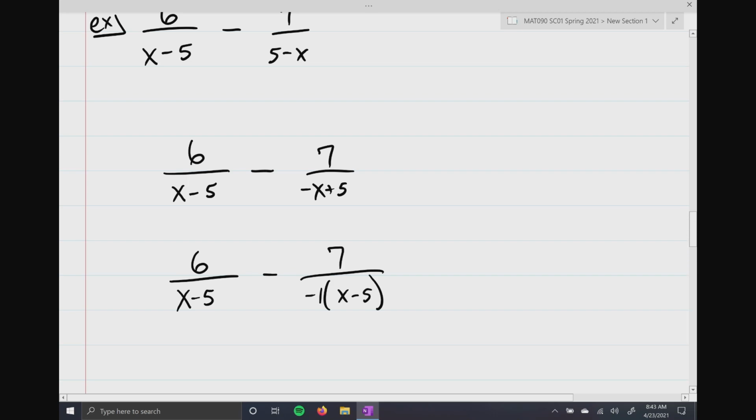Now, I do notice something here. Something jumps up at me now. Could anybody see what that thing is?